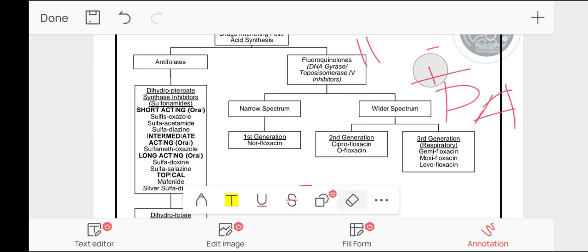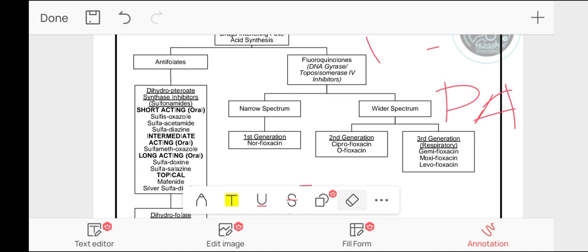These drugs also show the post-antibiotic effect. What is the post-antibiotic effect? It means that even if the drug concentration falls below the minimal inhibitory concentration, these drugs are still able to inhibit bacterial growth. So they have a post-antibiotic effect.